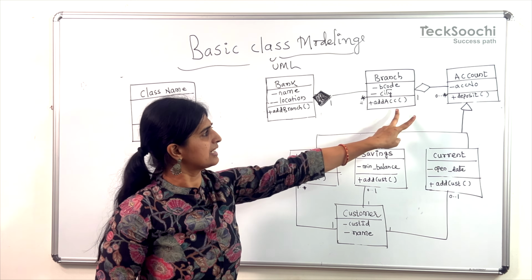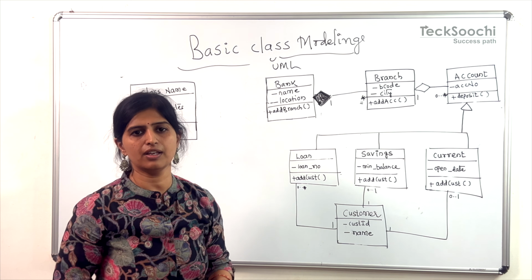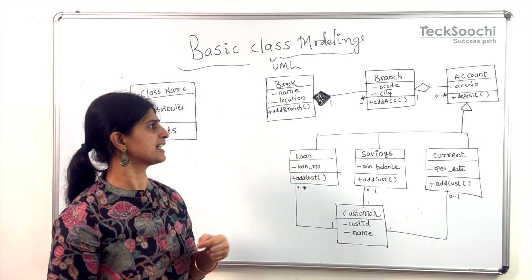Star always indicates multiple. Then here I have not darkened this diamond shaped symbol, which indicates that branch and account are weakly associated with each other. Even though I remove the account, branch still exists. So that's how I can differentiate strong aggregation from weak aggregation.